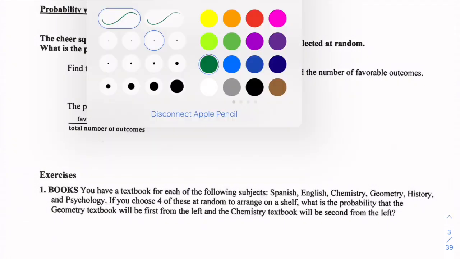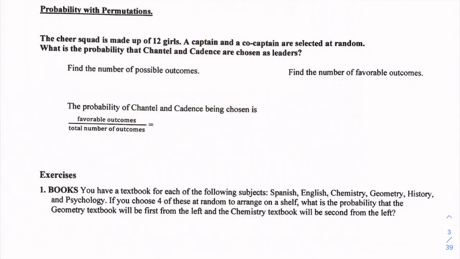Alright guys, so here's just some extra example problems to help solidify this lesson, hopefully. So let's do the example here. The cheer squad is made up of 12 girls. A captain and a co-captain are selected at random. Wow, that's kind of messed up. What is the probability that Chantel and Cadence are chosen as leaders?